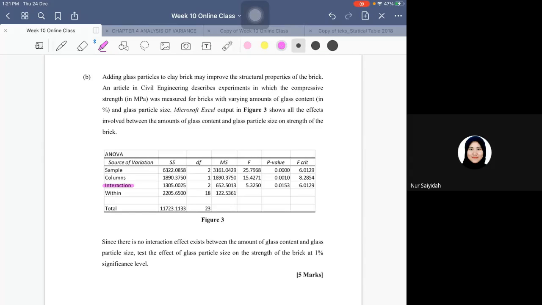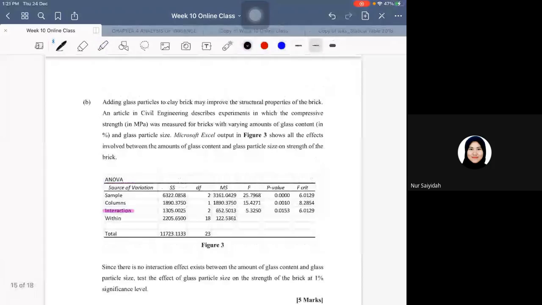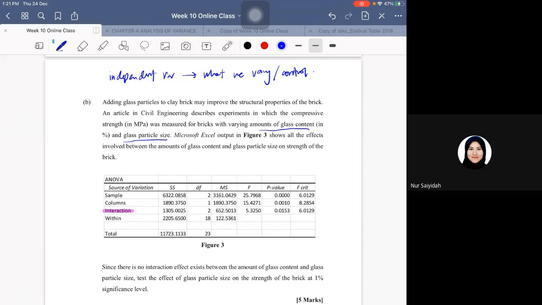Okay, so this already gives us what is going to be factor A and factor B. Remember, factor A and factor B are our independent variables. So the independent variable is the value that we vary, what we control. Okay, and for this case, what do we control? We control the amount of glass content, and we also control the glass particle size. So basically, that is going to be our factor A and factor B.